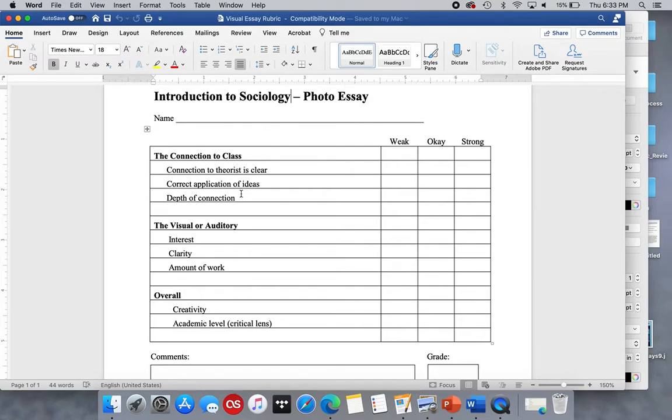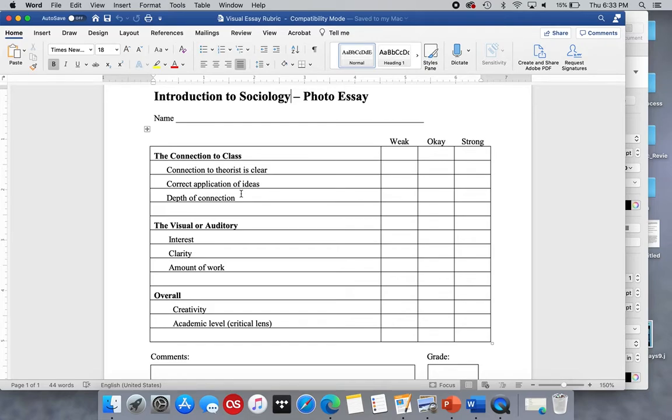Next thing I'm grading on: interest, clarity, and the amount of work. So, is it interesting? Will someone look at this and say, oh, that's kind of a curious thing, that's something I want to learn more about? Is it clear what you're doing? If you have a series of charts, can people read them? If you have a painting, can people tell what the painting is about?